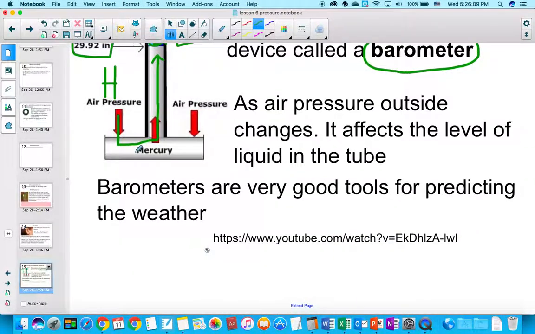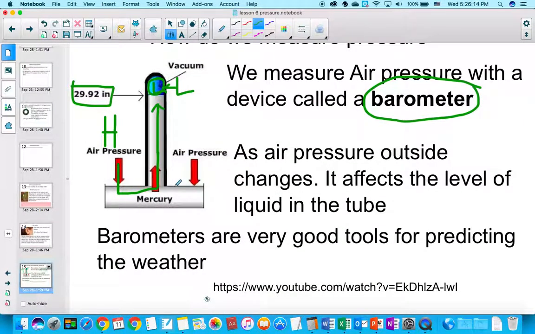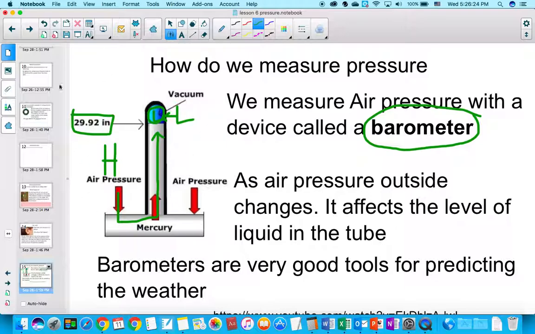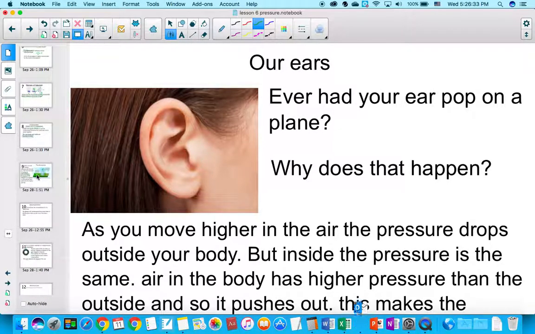Barometers are very good at measuring weather and for predicting weather because changes in air pressure change the weather, can cause the rain, can cause snow, hail, high winds, low winds, etc. So the application of pressure in everyday life is super important for understanding weather, for understanding how cars work, for understanding why our ears pop. And so pressure is applied every day in our lives.